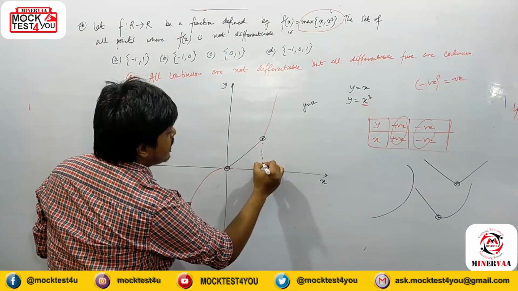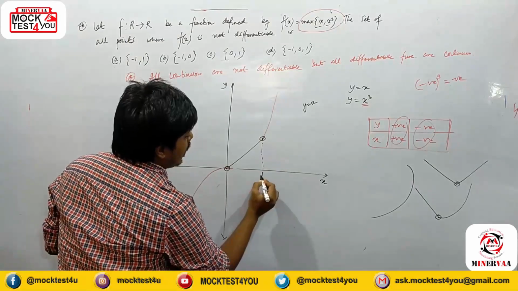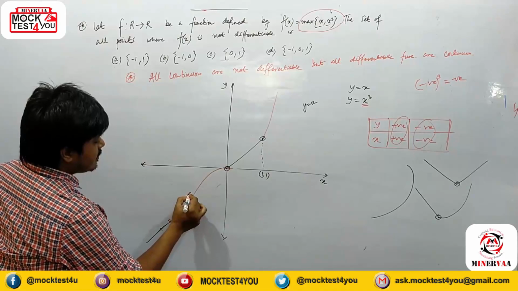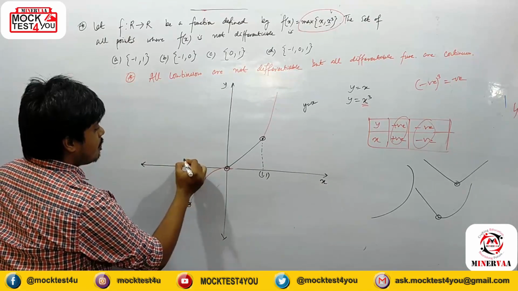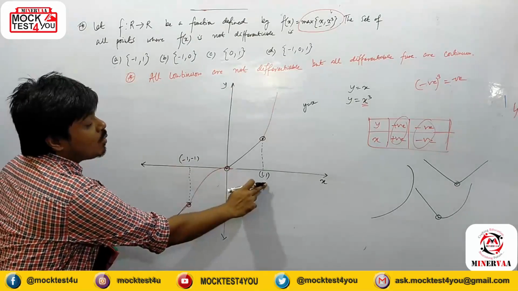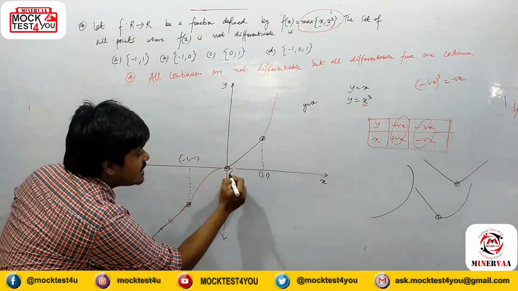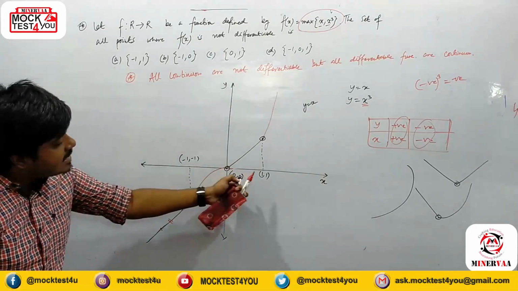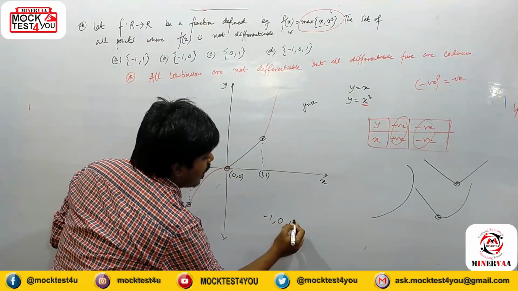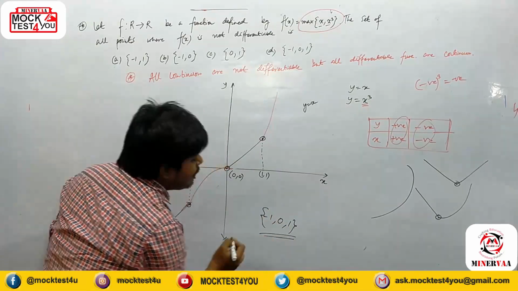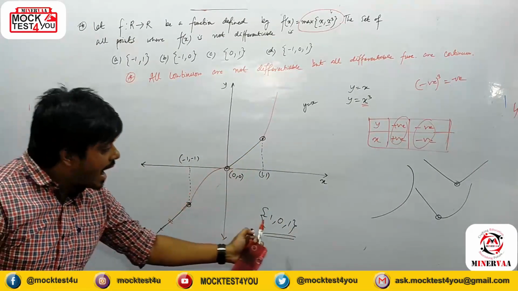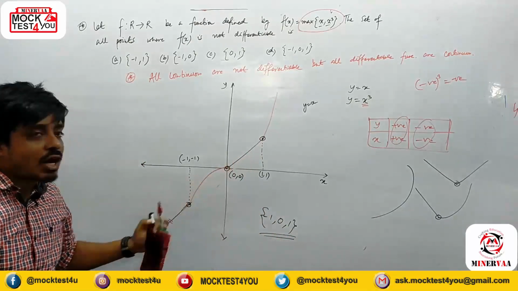So this point is basically what? It is 1 comma 1. This one is minus 1 comma minus 1. So at minus 1 and 1 and at 0 comma 0. So these 3 points. So what are the points? Minus 1, 0 and 1. So at these 3 points, the function has sharp corners. Yes or no? At these 3 points, the function has sharp corners.